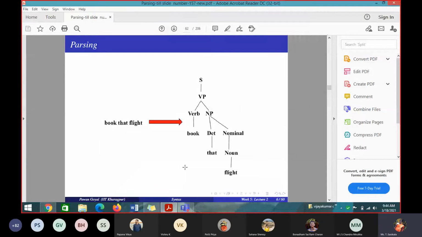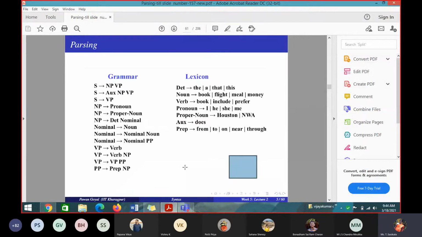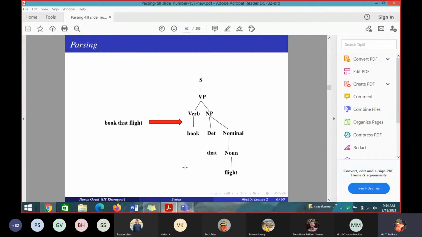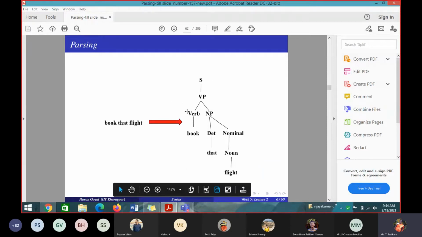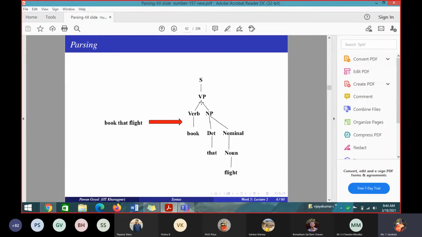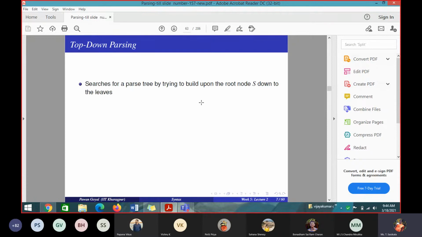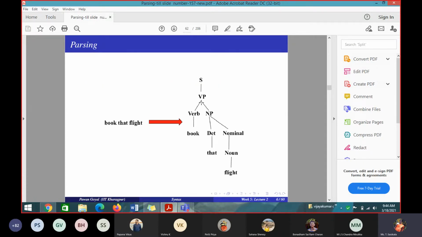So the sentence given is "book that flight". Please write that. The grammar given is this, and the sentence S is "book that flight", having 3 words. Can I derive a parse tree for the given sentence? Try to draw all possible combinations of parse trees that can be derived from the given grammar. See here, they are using a top-down approach and getting a tree like this. I am starting with S. S gives VP. You draw this tree now, and I will tell you the next step how we draw it using the top-down approach. So this is one tree I got.